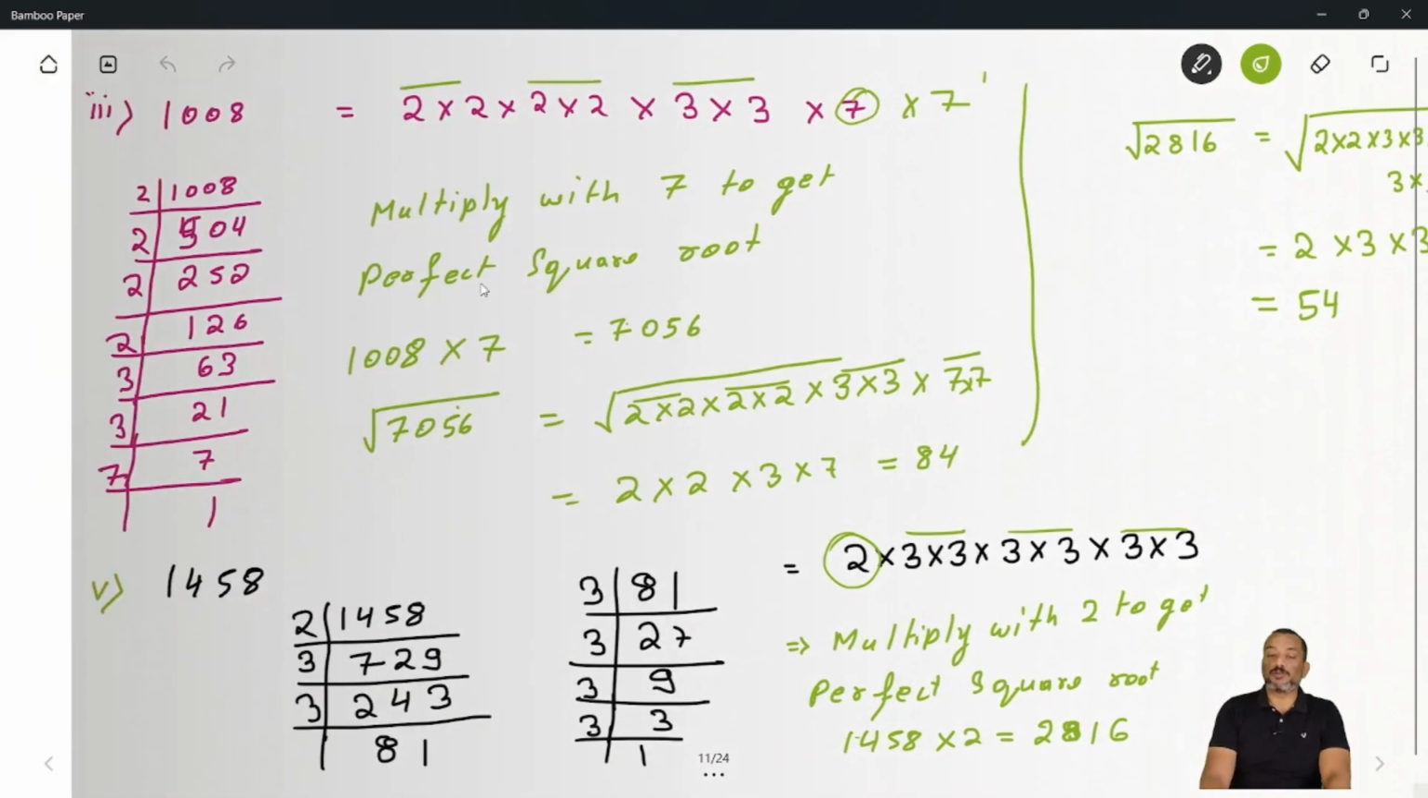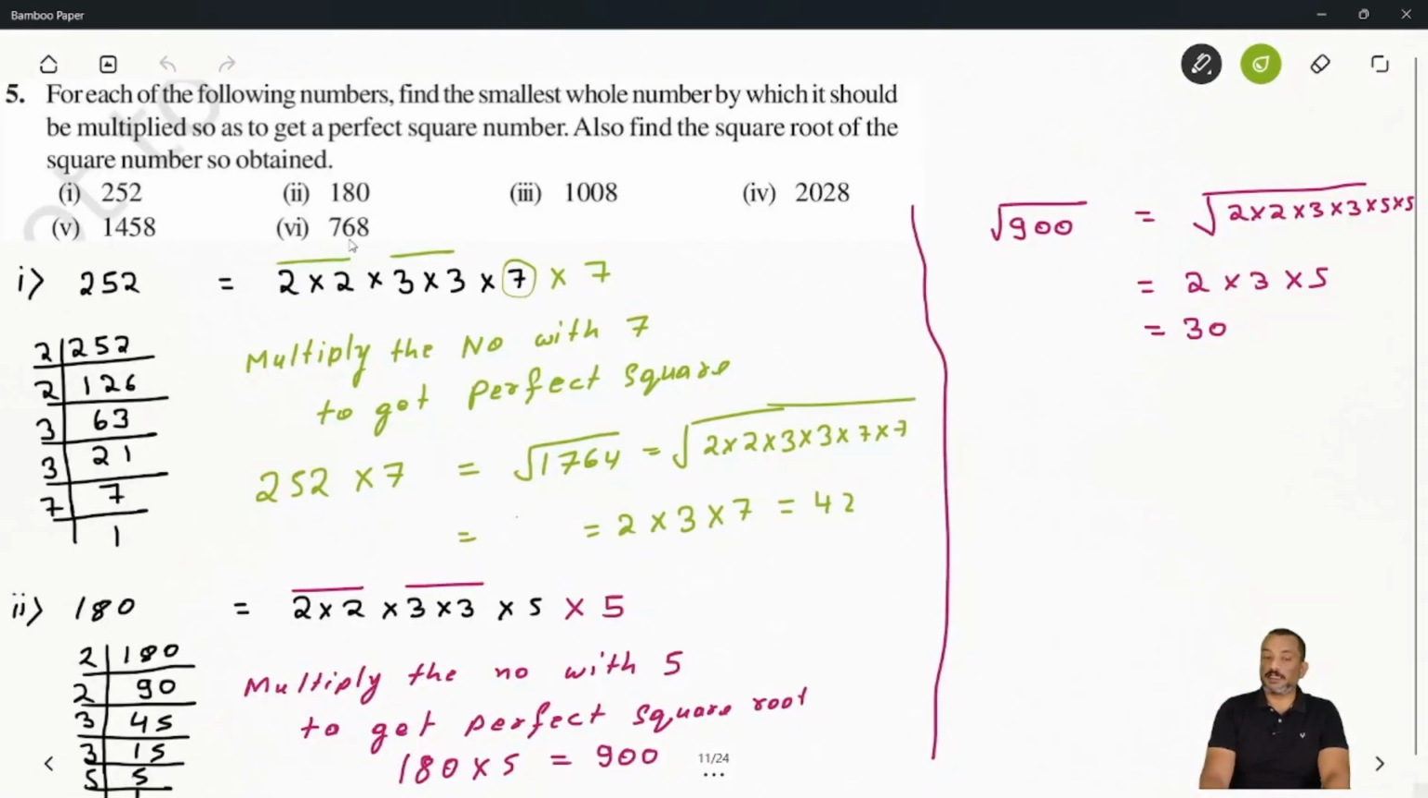Now same way you can do question number 6, that is 768, by which number we will multiply.